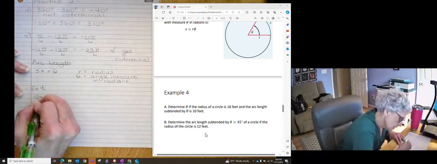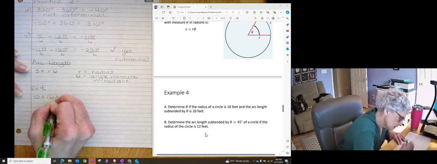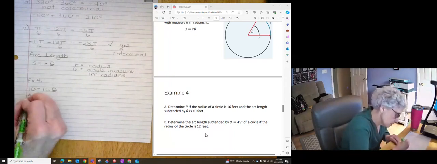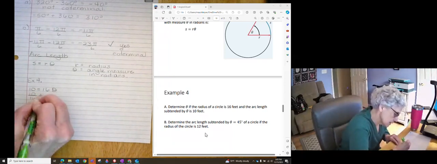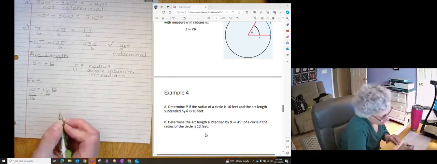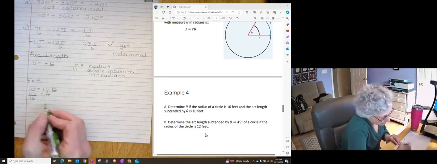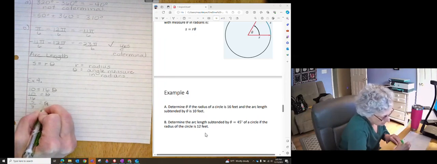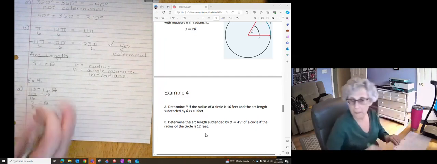So 10 is equal to 16 times theta. So theta is equal to 10 over 16. And looks like 2 is as good as it gets. So we have 5 over 8 is equal to theta.